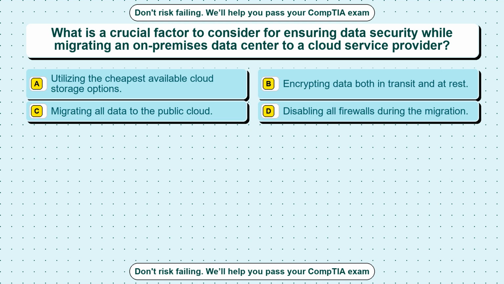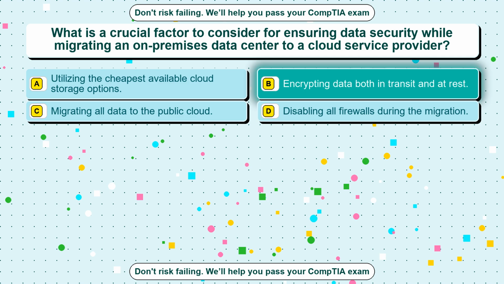Question 11. What is a crucial factor to consider for ensuring data security while migrating an on-premises data center to a cloud service provider? Option A, utilizing the cheapest available cloud storage options. Option B, encrypting data both in transit and at rest. Option C, migrating all data to the public cloud. Option D, disabling all firewalls during the migration. The correct answer is option B.